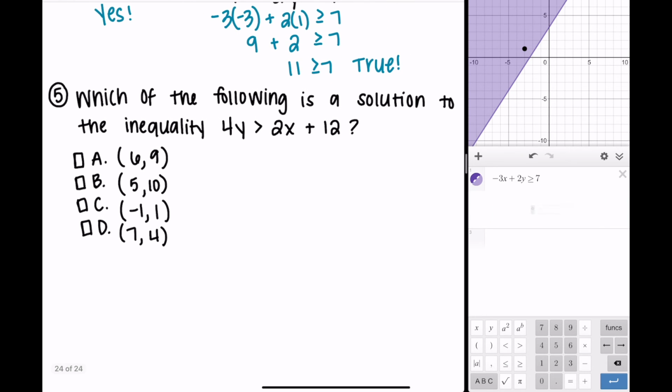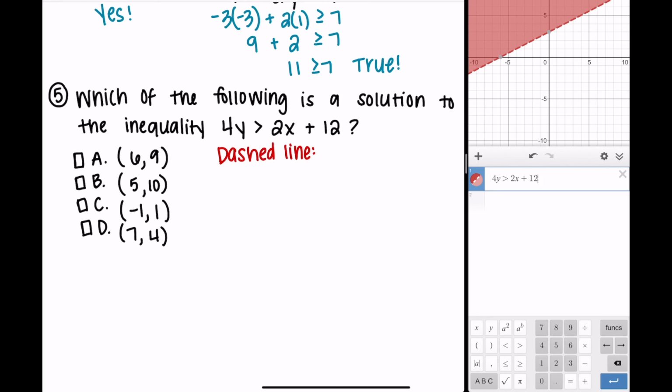Right, and number 5, for this one we will just use Desmos. We're going to test each one of these points to see which ones are solutions to the inequality. So we're going to type in y is greater than 2x plus 12. All right, and with this one we get a dashed line. So be careful with a dashed line. Points on the line are not solutions. So we have to be careful about that.